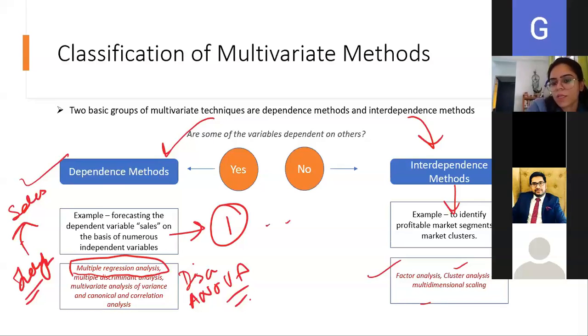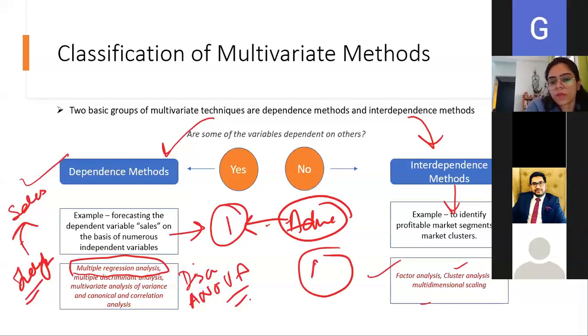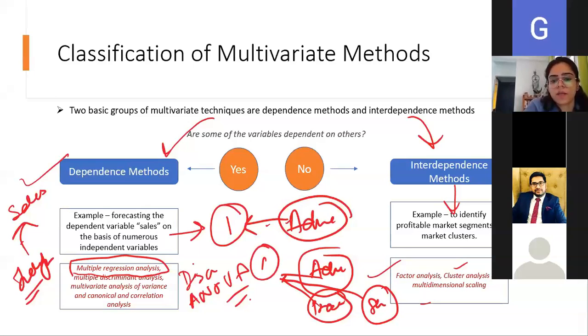There can be multiple independent variables. For example, sales dependent on advertisement is a linear regression. But if I say advertisement, product quality, and service are all affecting my sales, that is my dependent variable. So I have multiple independent variables, but only one dependent variable.